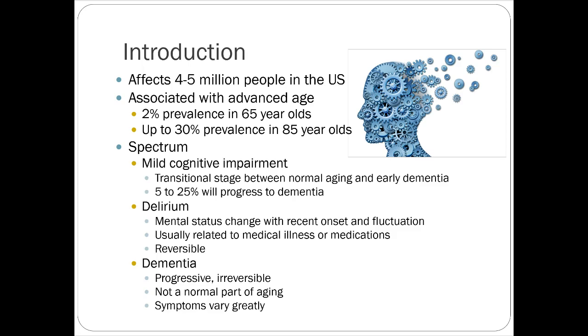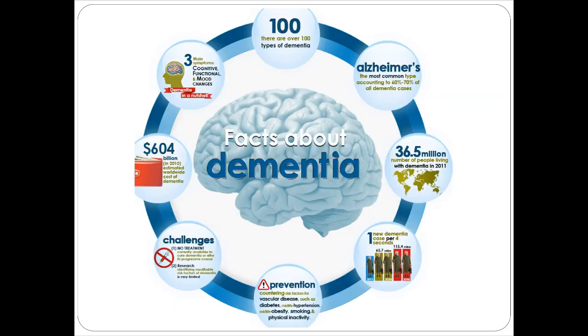Delirium is a mental status change with recent onset and fluctuation, usually related to medical illness or medications, and reversible. So dementia and delirium are two sides of the same coin. You might see the same symptoms, but very different as to what's causing them and how they're treatable. Delirium should go away once you stop the cause. Dementia is progressive, irreversible, not a normal part of aging, but similar in symptoms, just more intense. And symptoms can vary greatly. You can have very mild cases and very severe cases of dementia.